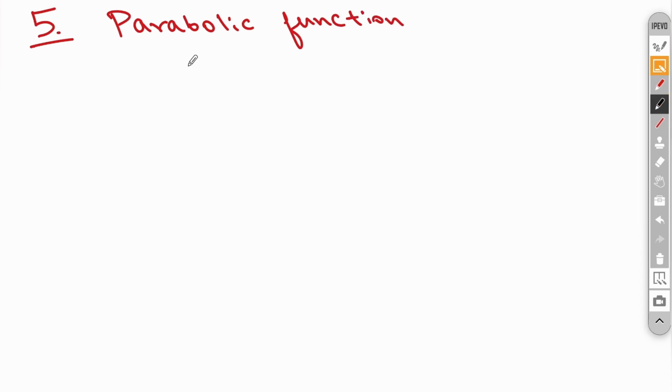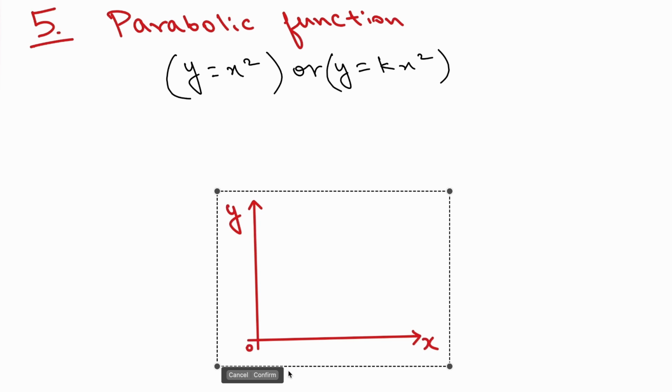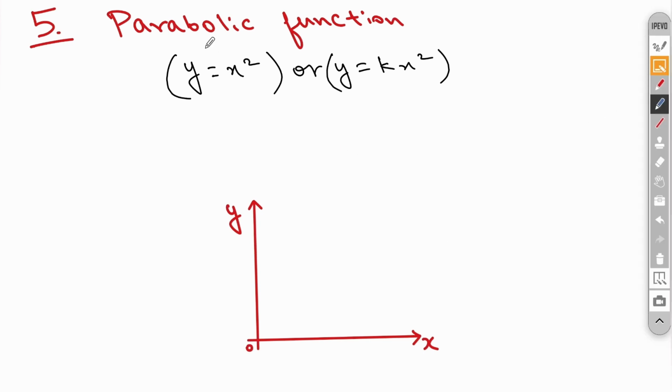Now moving further, we'll talk about the fourth type of function, which is parabolic function or parabolic curve. So what's the general equation of parabola? It is y is equal to x square, or y is equal to kx square. We can do the same thing by using the equation y square is equal to x, but for now let's take y is equal to x square and draw a chart of x and y by putting different values.